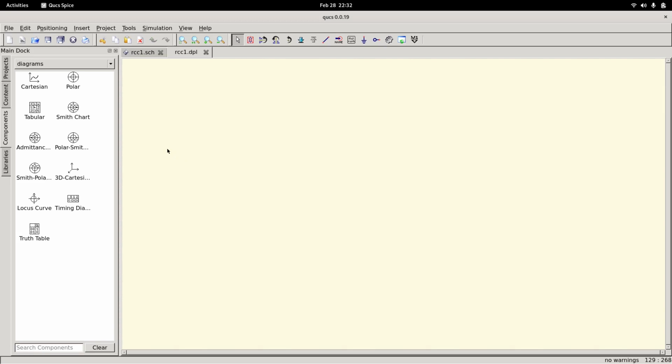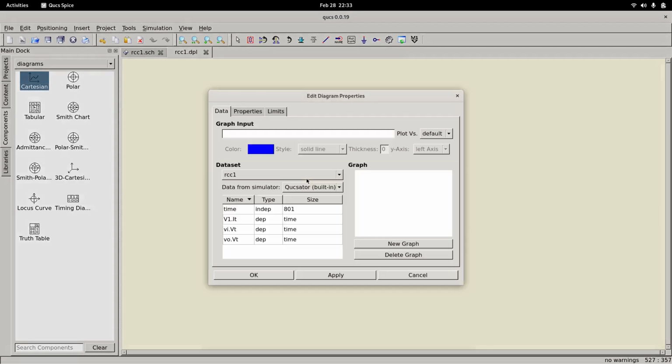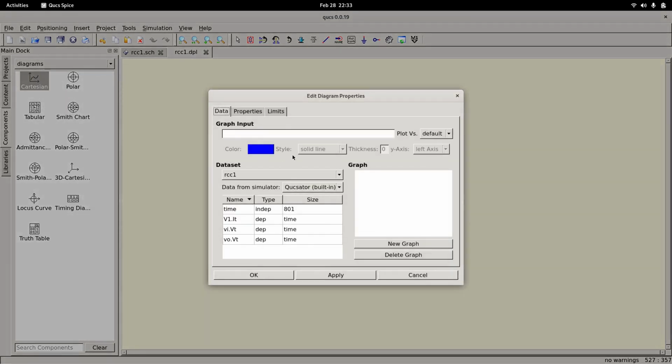Now we want to observe the waveforms. The waveform is observed on Cartesian plane. Along the horizontal axis you are plotting time. Along the vertical axis you are plotting either voltage or current. So you take a Cartesian graph from here, place it on the screen. Now the display window is appearing. We want to observe VI and VO. So double click on VI. Single click is not enough. Double click on that so that value will be displayed here.